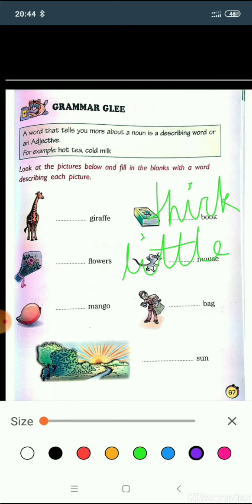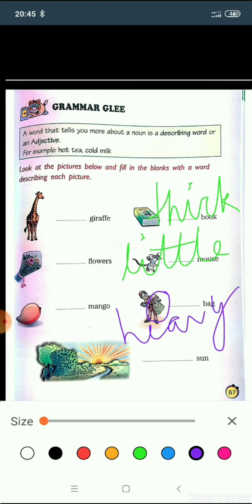The next picture is of a boy carrying a bag. Now we have to describe the bag. Children, this bag seems to be heavy. So we can say heavy bag. We can use the word heavy. Heavy bag. Heavy is the describing word for bag.